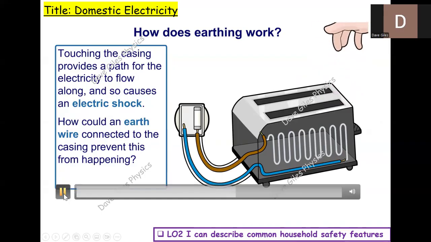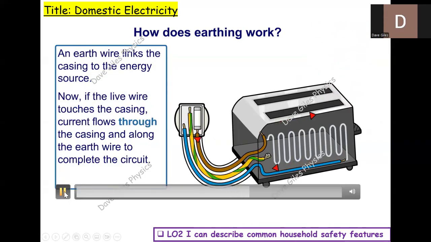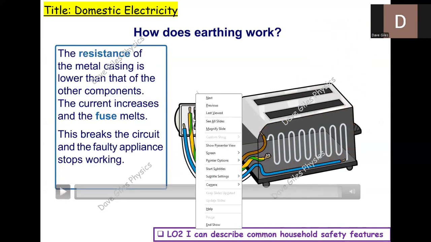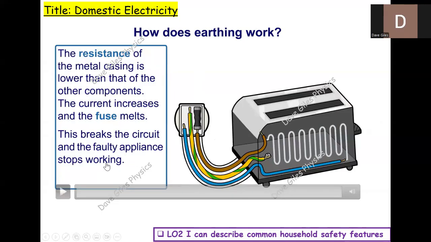So how does the earthing help? By applying an earth wire. So now, if the wire becomes loose, you can see it flows out now through the earth wire. And you'll also have a blown fuse.